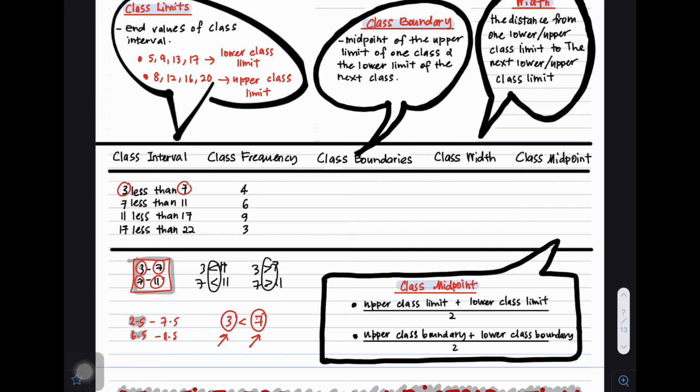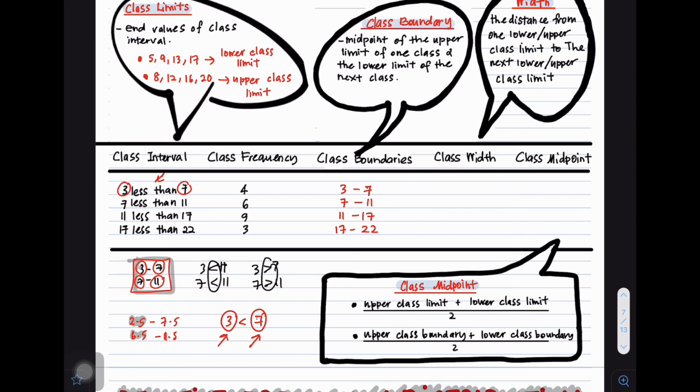So the class boundary will be 3 to 7. Okay, this one, the class boundary will be 7 to 11. This one 11 to 17. This one is 17 to 22. Okay, so you just need to remember that if you have a class interval in the form of less than or more than, the class boundary is actually equal to the class interval.